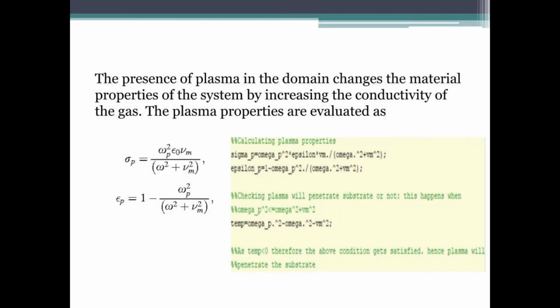The presence of plasma in the domain changes the material properties of the system by increasing the conductivity of the gas. The plasma properties are evaluated as follows.